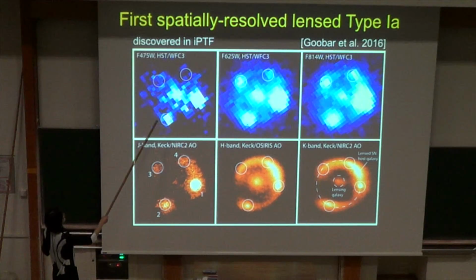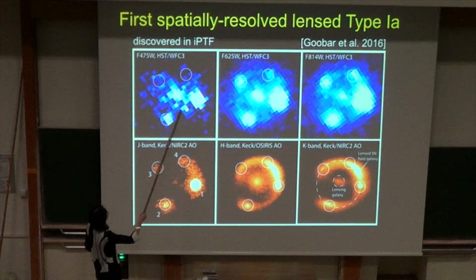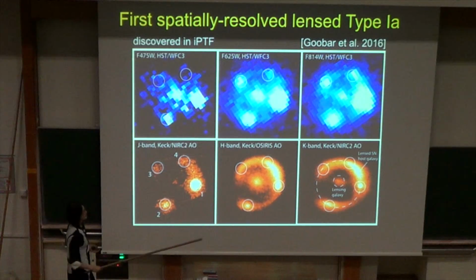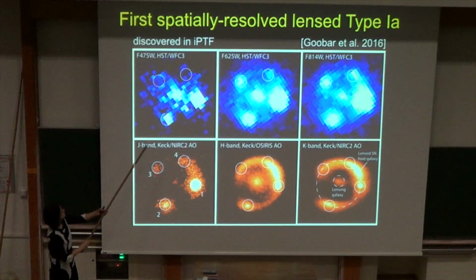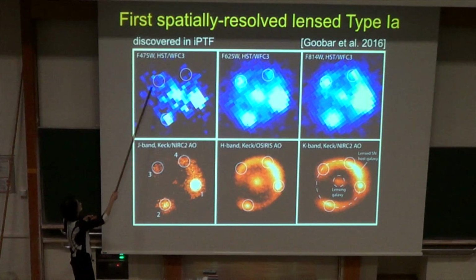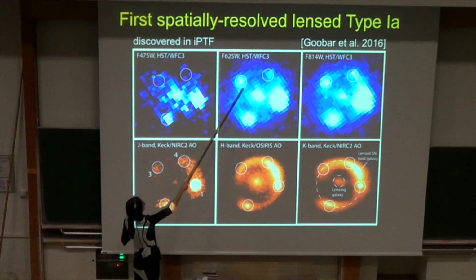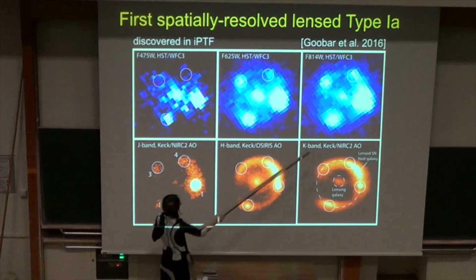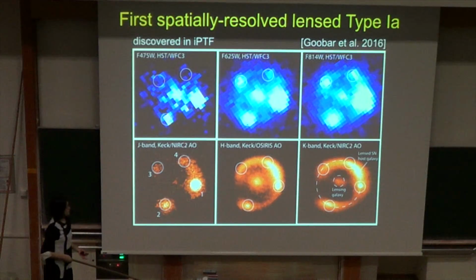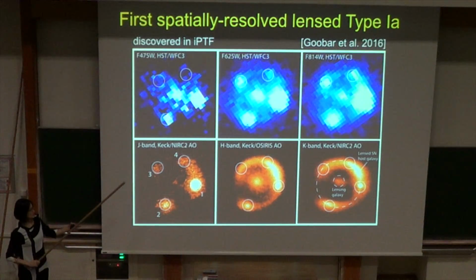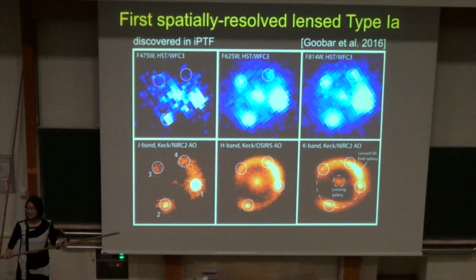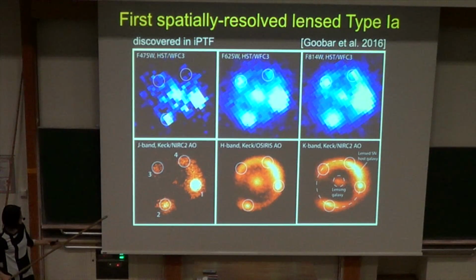And here are the three HST images in different bands. The bottom panels are the adaptive optics imaging. The white circles here pinpoint where the four supernova images are. And when I first saw this with my collaborators, I was very interested to know what the time delay is like. Can we actually use this for cosmography?